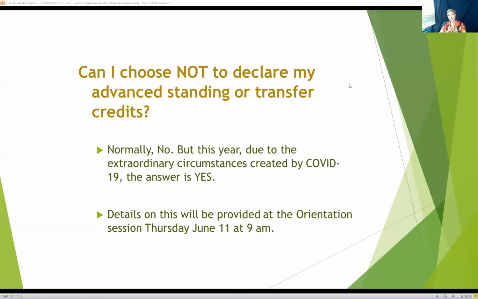Now that's for advanced standing credits. Transfer credits from other universities, no, those you have to declare, and we'll be giving you the credits for those. But advanced standing, so that's stuff you did as either your A levels, your international bac, your French bac, your German abitur, your advanced placement exams, those, yes, you can choose to repeat at McGill for credit just by saying, look, I don't want to declare them. I don't want them on my transcript. But I'll explain that in a lot greater detail Thursday morning.